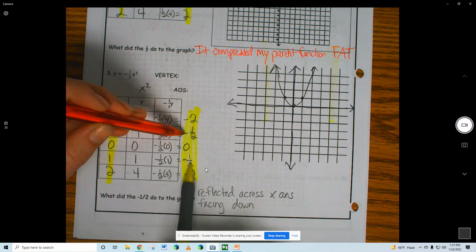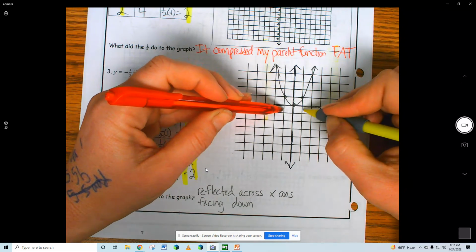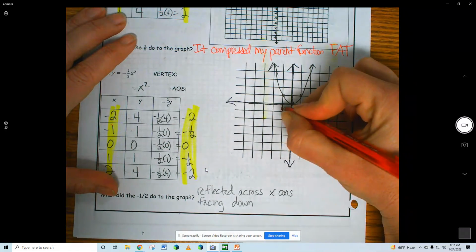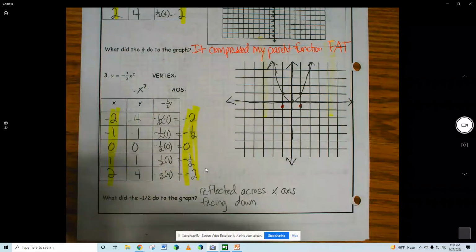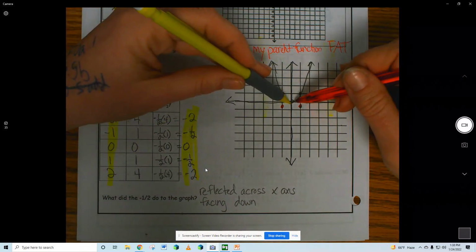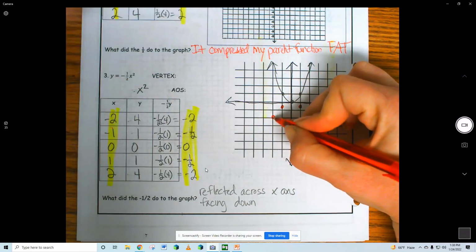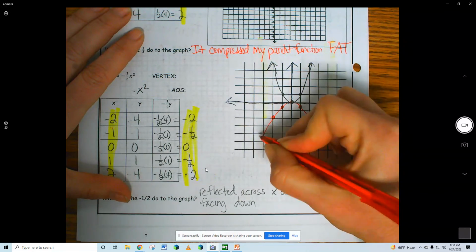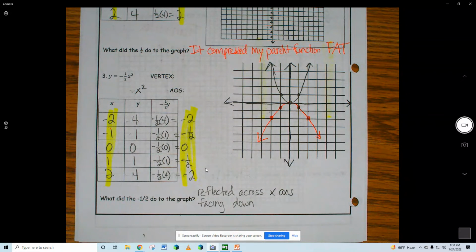Over 1, down a half. Over 1 in both directions, down a half. Oh, let me do it in red. Over 2 in both directions, down 2. 1, 2, down 2. And this is fatter. And it's facing downward.